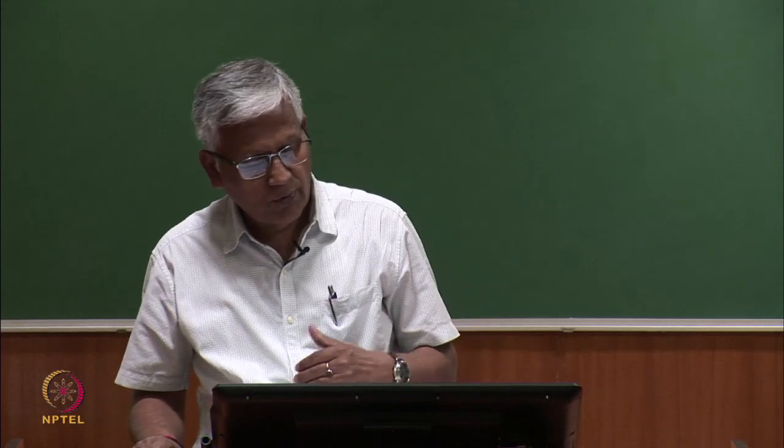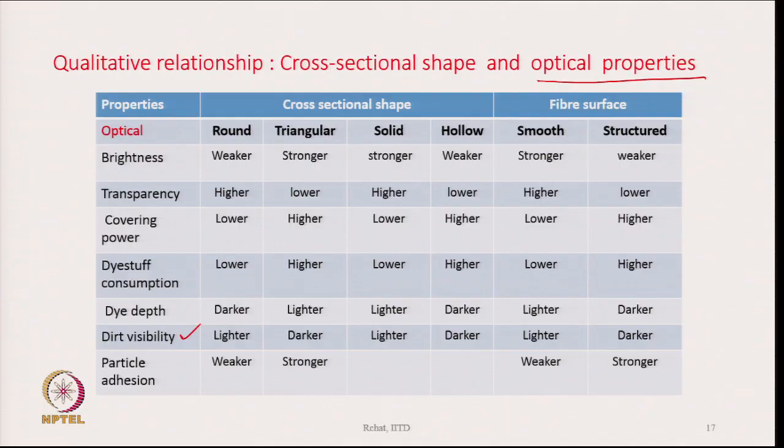So, that is why we should be aware of, like, brightness is weaker with round shape fibers, stronger with triangular fibers as an example. Similarly, covering power will be higher with hollow fibers or with triangular fibers. Hollow fiber means, because of hollowness, the overall diameter of the fiber is going to be more. Each fiber will be larger when the denier is the same, because there is a hollowness at the center.